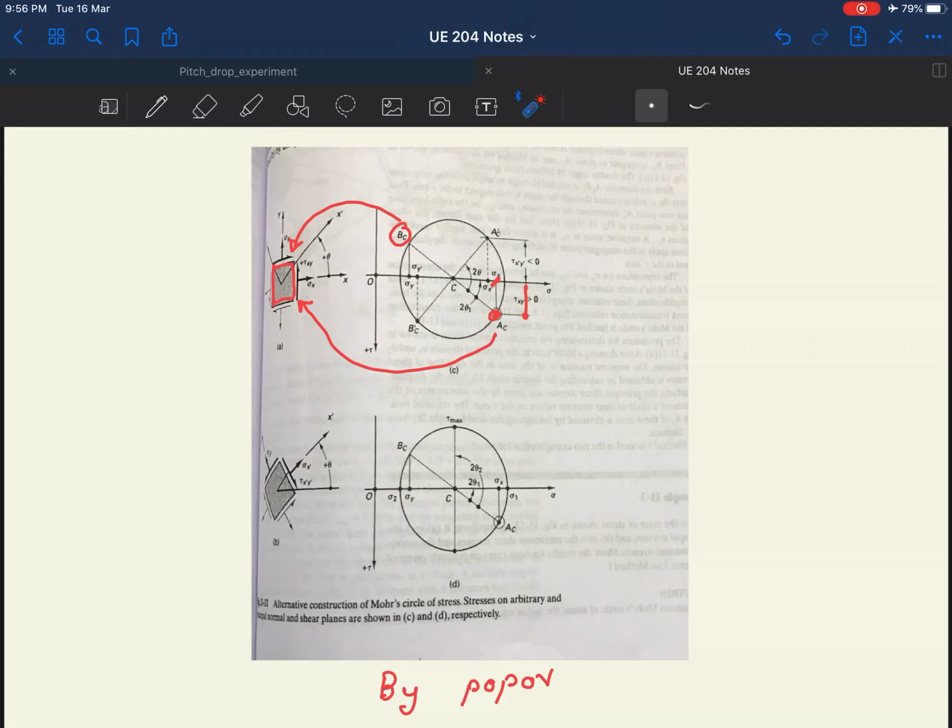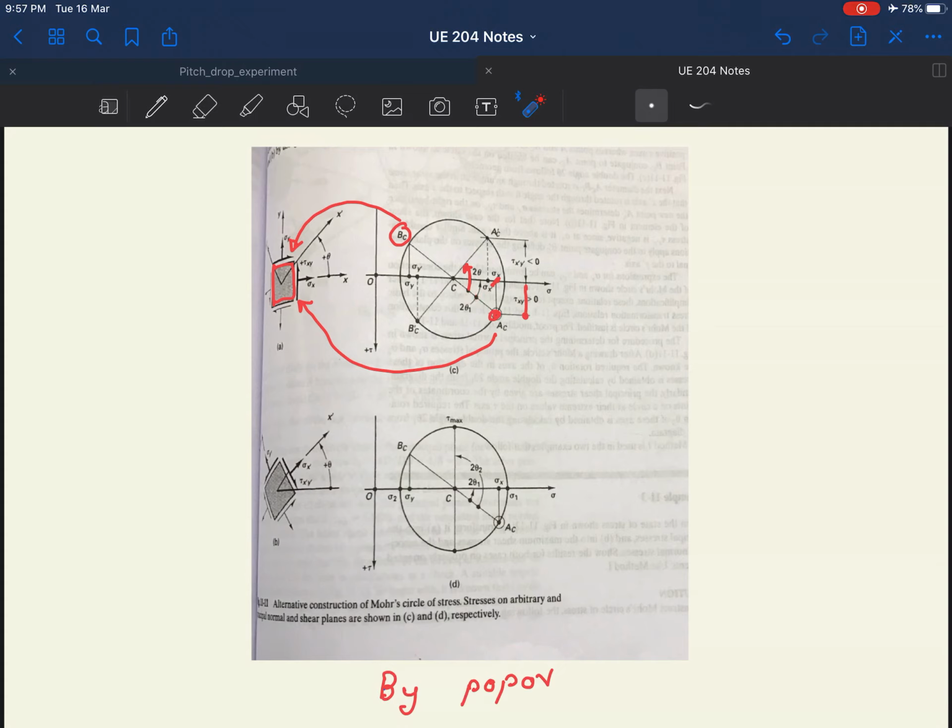So you now have sigma xx dash, tau xy dash. In that case, how do you locate the point? For a theta rotation of the cube, this has to rotate by 2 theta. You rotate it by 2 theta in the counterclockwise direction, just like this rotation. So this rotation and this rotation are now synced.